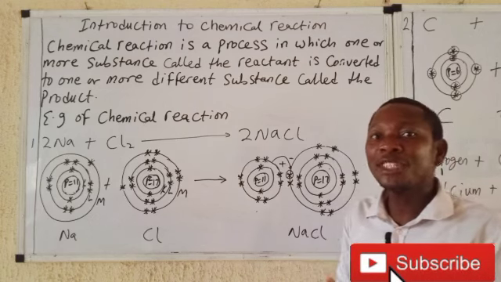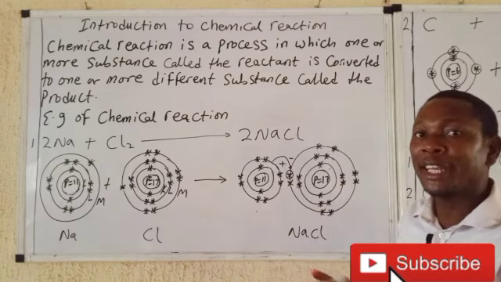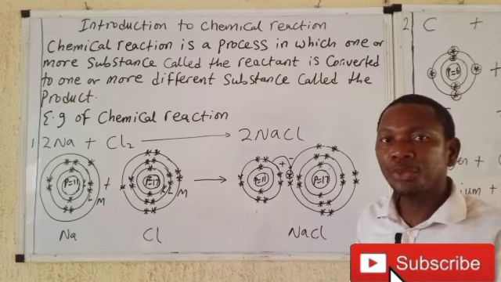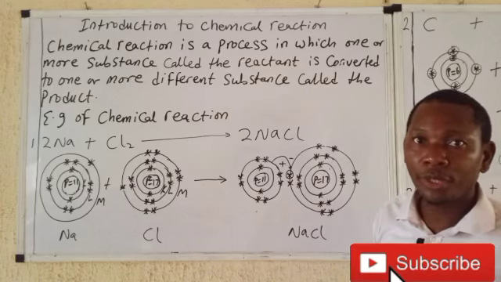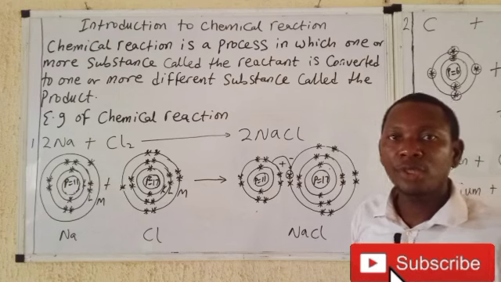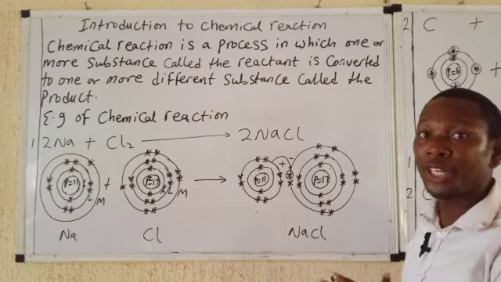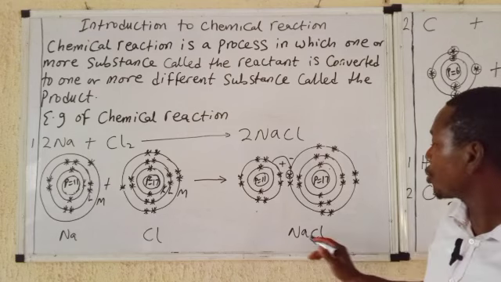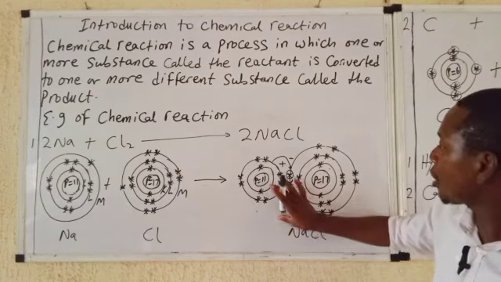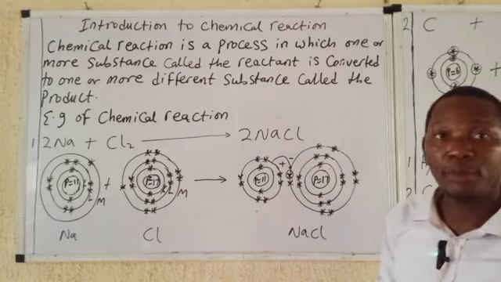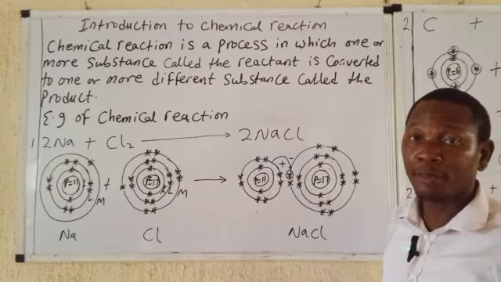Attaining stability means having the maximum number of electrons in the outermost shell. That is the stability we are talking about. Just the way if you get hungry, what happens? You eventually get food and get satisfied. So they want to have the maximum number of electrons in their outermost shell. So in sodium chloride, sodium now has the maximum number of electrons in the outermost shell, and chlorine now has the maximum number of electrons in its outermost shell.